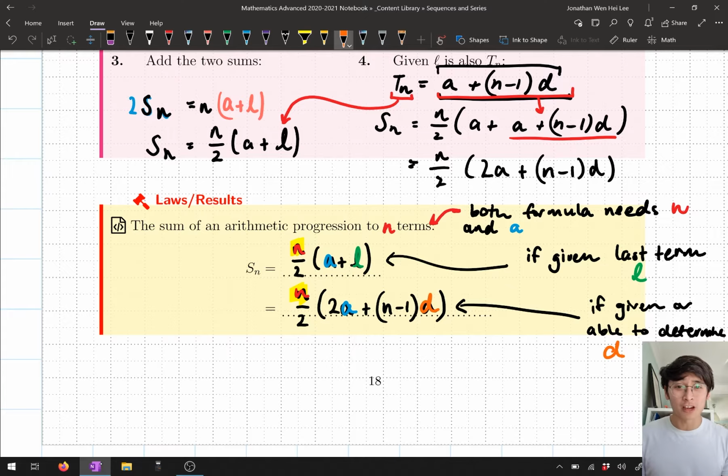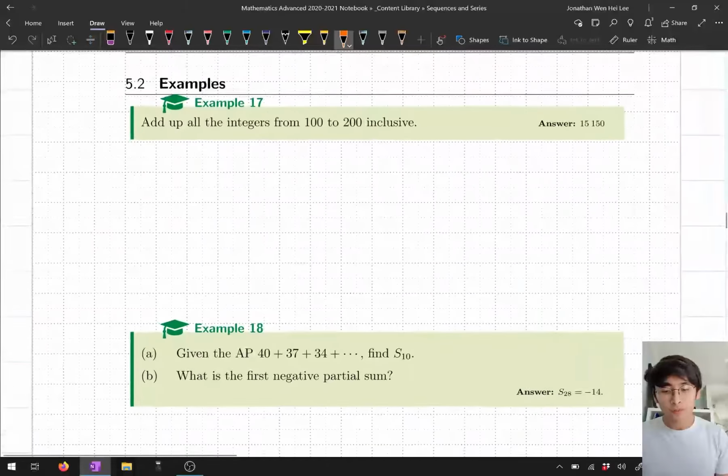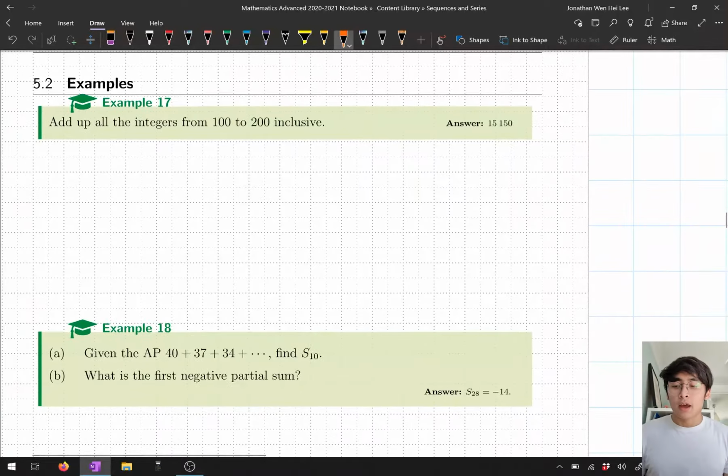Okay, so we spent a bit of time talking about how to get this formula. What we're going to do is actually apply this formula. Okay, so first one here. Example 17, add up all the integers from 1 to 200 inclusive.